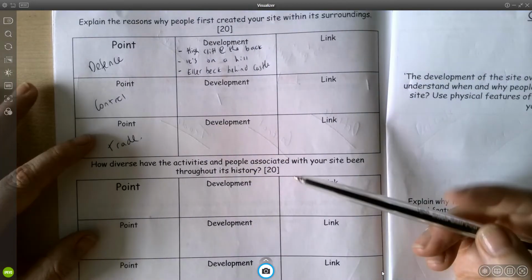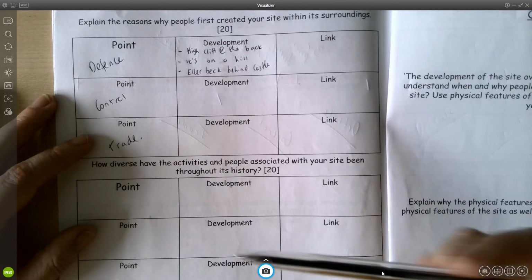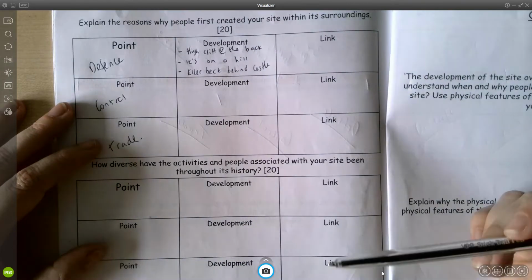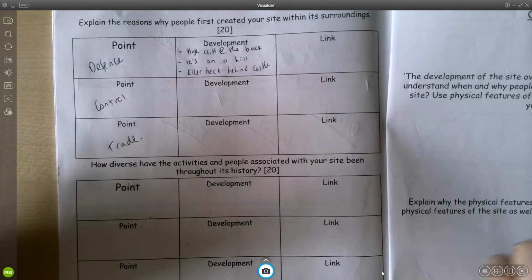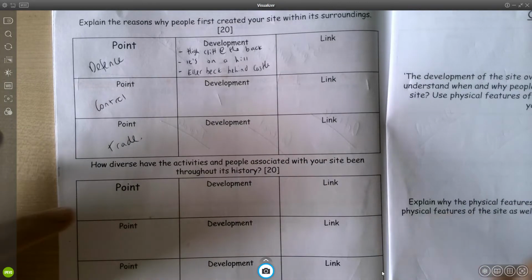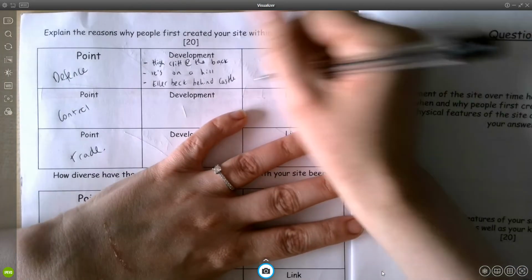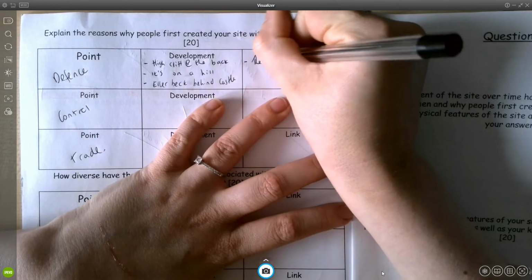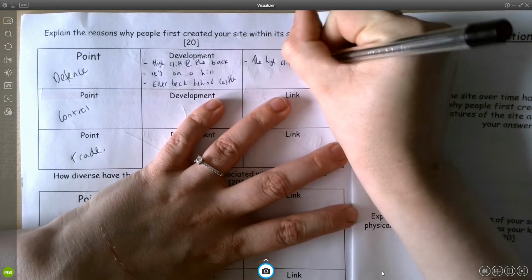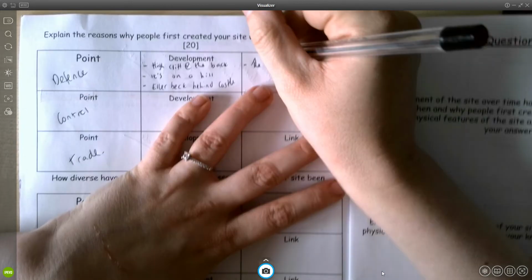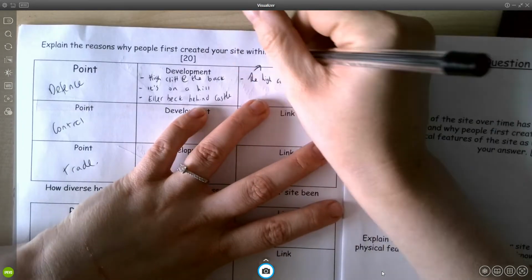So one reason why people first created Skipton Castle at this place is defence. At the back of Skipton Castle is a high cliff that makes it impossible to scale. Or Skipton Castle is on top of a hill. The Ellerbeck is behind the castle. Why do they choose this location? The high cliff means, maybe let's put a little bit of context in first. Okay, a little bit of context.